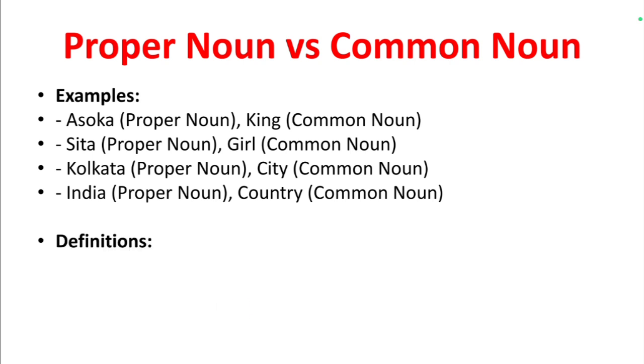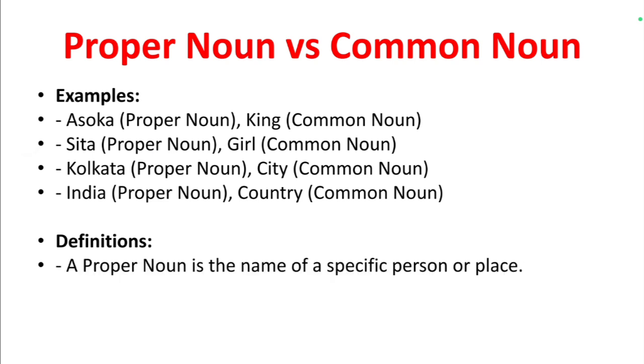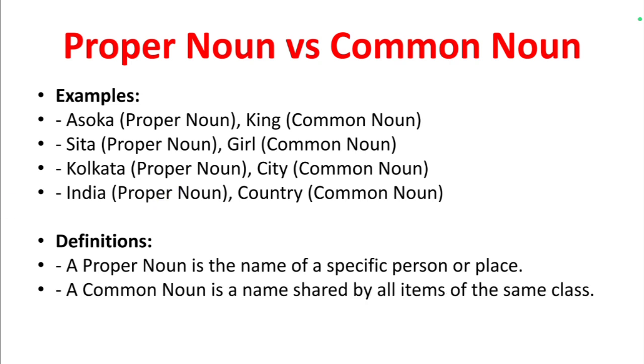Let's know some definitions so that you can understand the noun properly. A proper noun is the name of a specific person or place. When we are talking about a specific person or place, it is called a proper noun. King is a common noun. A common noun is shared by all items in the same class. So king is a common name, but specific, Ashoka is a proper noun. Girl is a common noun, but Sita is a proper noun.